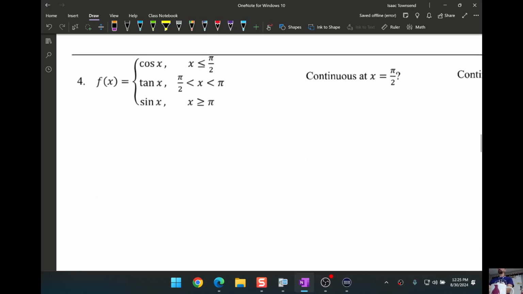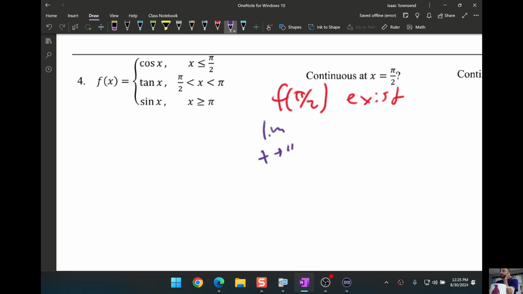Okay, so to be continuous at pi over 2, I need to ask myself, is there a point at pi over 2? And here's where it says equal pi over 2, so plugging pi over 2 here, there is a point there. That's the first part of the definition. You're okay with that? Okay. Second part of the definition, we have to worry about the limit. So the limit as x approaches pi over 2 of this function, well, from the left, we would be plugging that in up here, where x is less than pi over 2, and that would be cosine of pi over 2, which is 0. And we've got to test it from the right of pi over 2, which would be right here, and that does not exist.